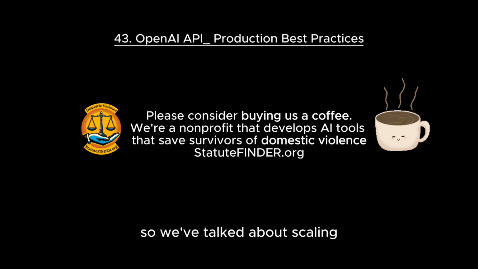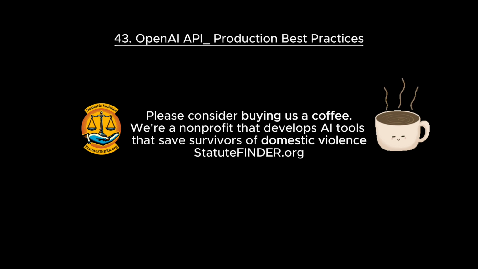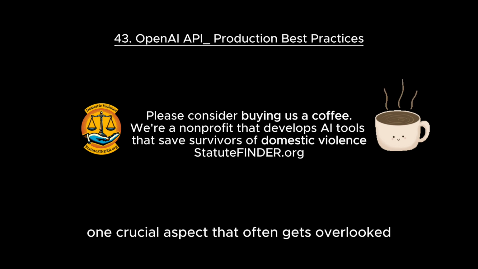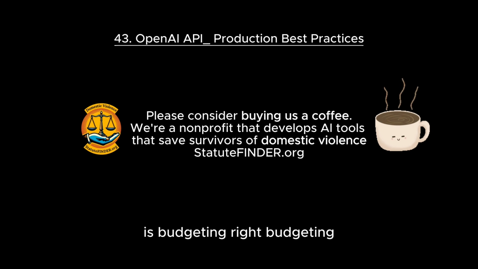So we've talked about scaling, caching, and latency. What else should we keep in mind as we navigate the OpenAI documentation? One crucial aspect that often gets overlooked, especially when moving from prototype to production, is budgeting. Right, budgeting.